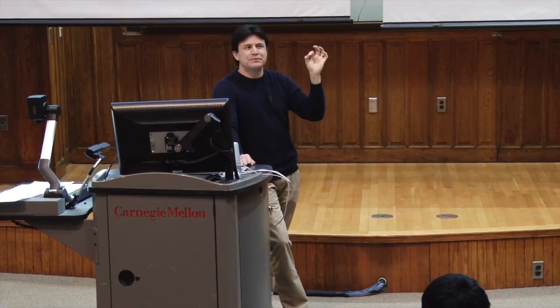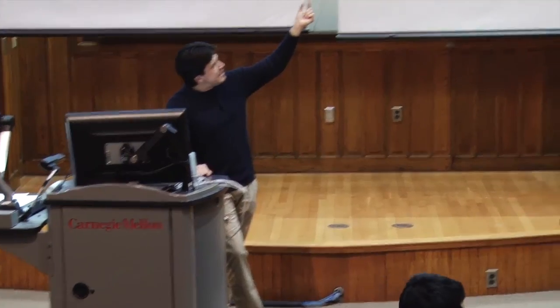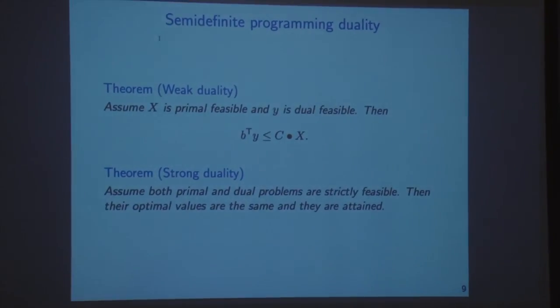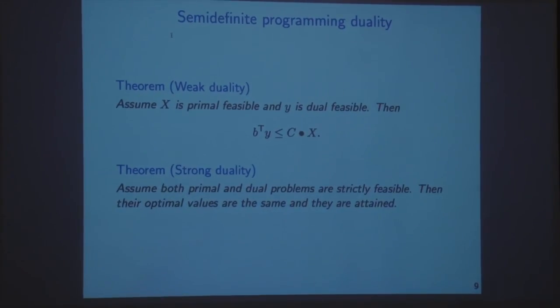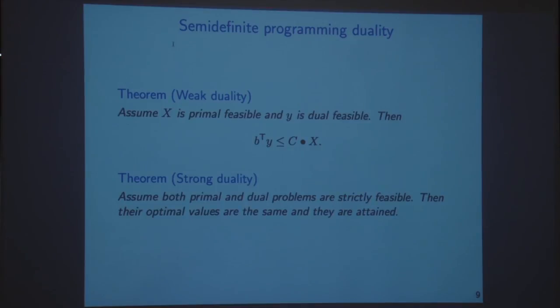The proof of this is almost identical to the proof of weak duality for linear programming. We take the difference C·X minus b·y, and if you plug through the equations, you get that the difference is X·S, and that has to be greater than or equal to 0 if both X and S are positive semi-definite. So weak duality is a one-line proof.